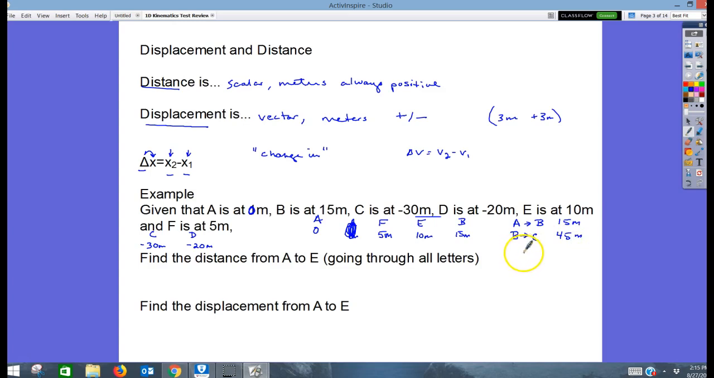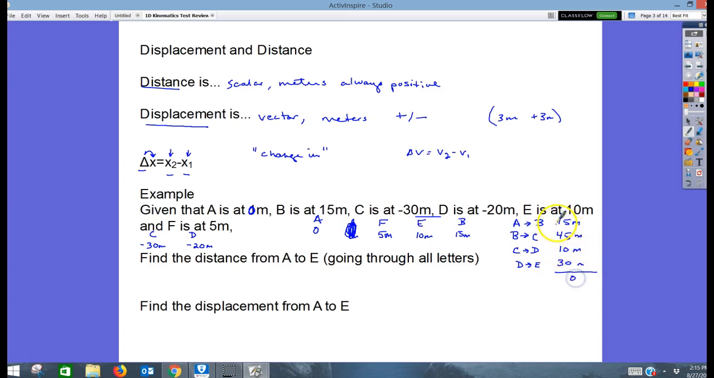From C to D, that would be from minus 30 to minus 20, well, that's 10 meters. And then from D to E, well, it's going to be 20 meters from D to 0 to A, and then 10 more, which gives you a total of 30. And so if I want my distance, I add all of these up.